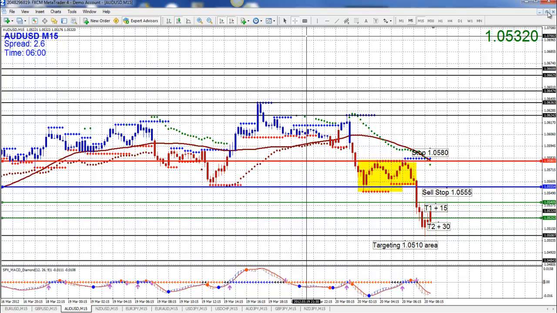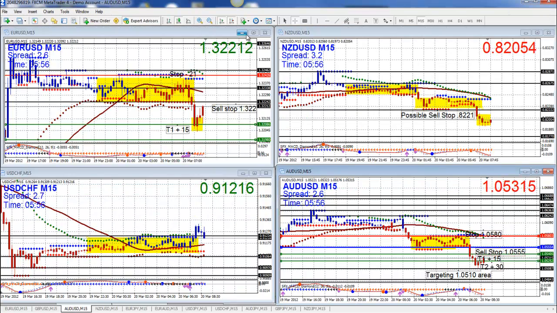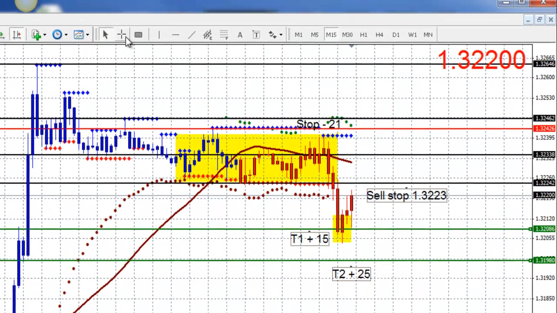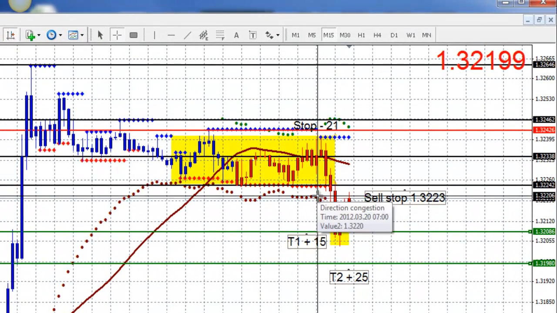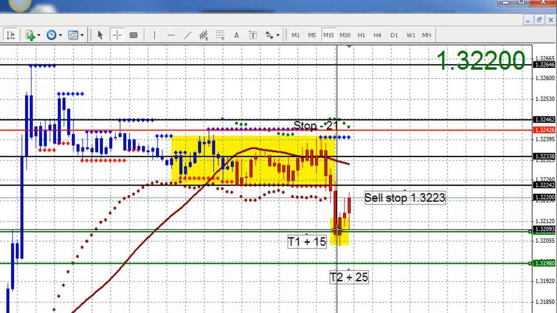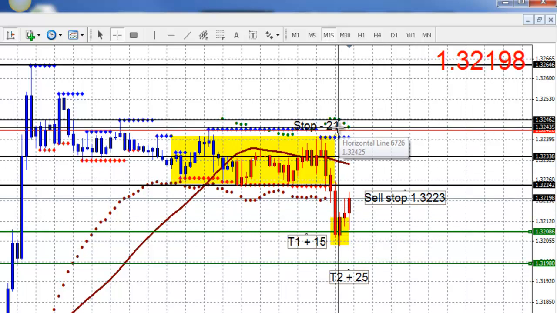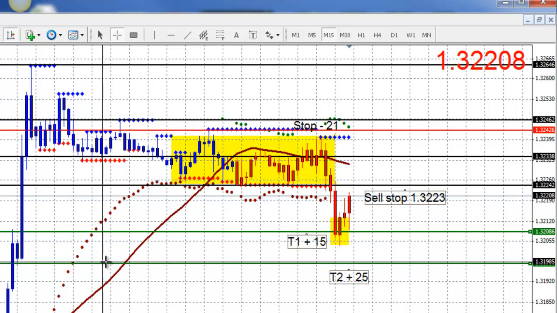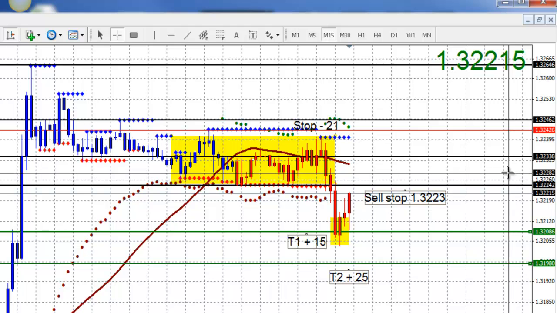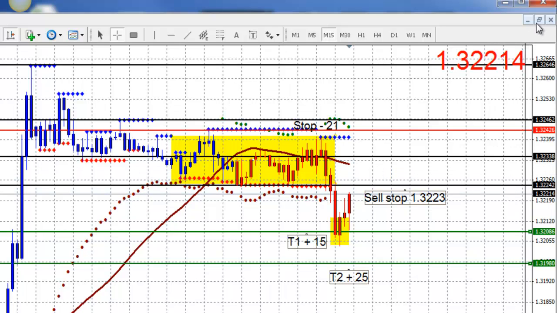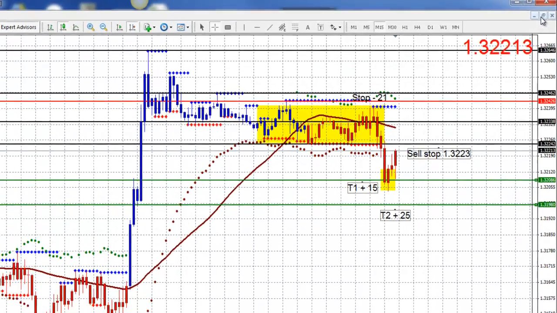And then the second trade that I took in the live trading room was the Euro US dollar. You're looking at the 15-minute chart though. Sell stop 132.23. We took 15 pips here. I took everything out. Stop 21. Second target 25. Never hit. I was hoping to get in this cluster here. And now price is coming back to the entry. Okay, so those are 2 trades. Took 15 and 15, successful trades.